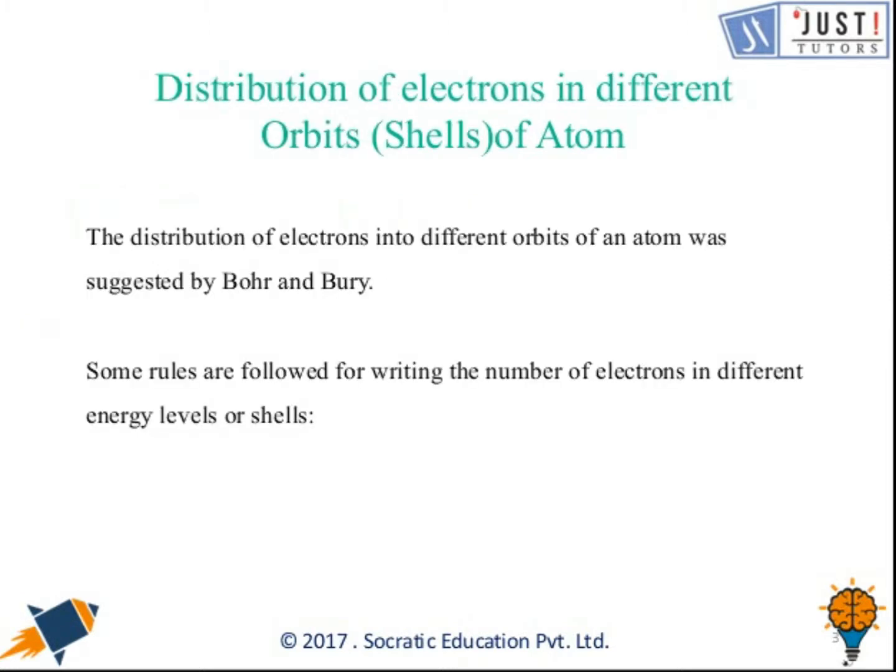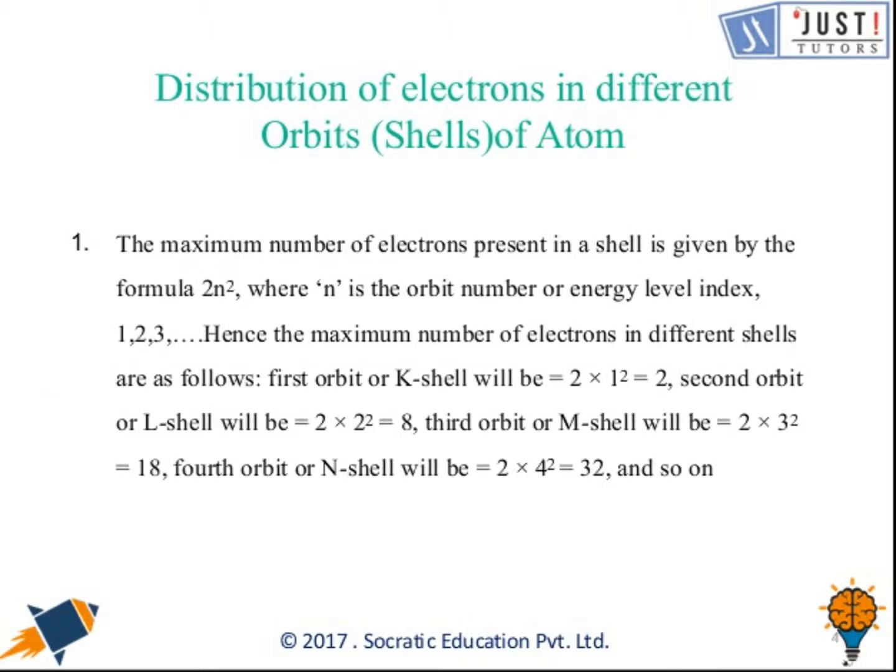So moving ahead, as we all know that number of electrons is different for different elements. So Bohr and Bury suggested a distribution of electrons in different orbits. So there are some rules that we follow when we distribute these electrons in different energy levels. So let's see what these rules are.